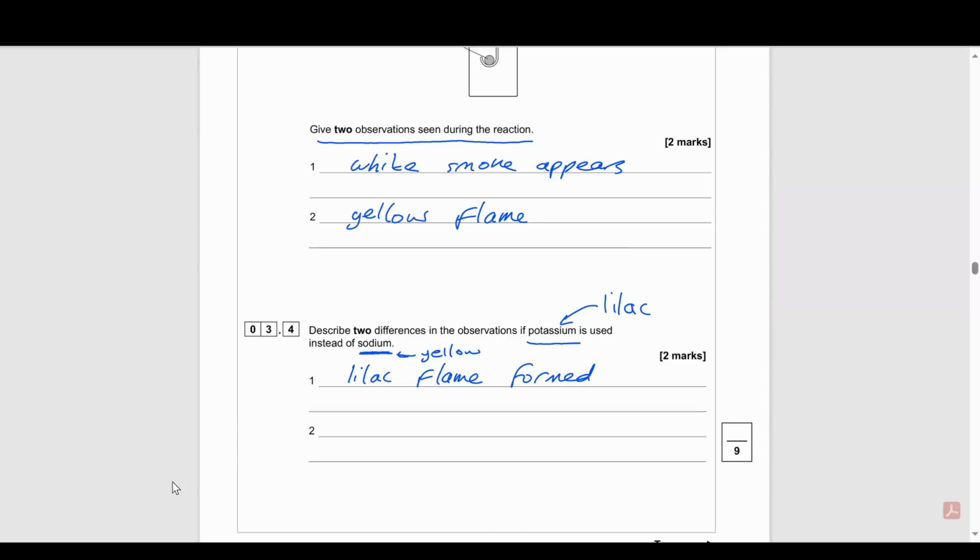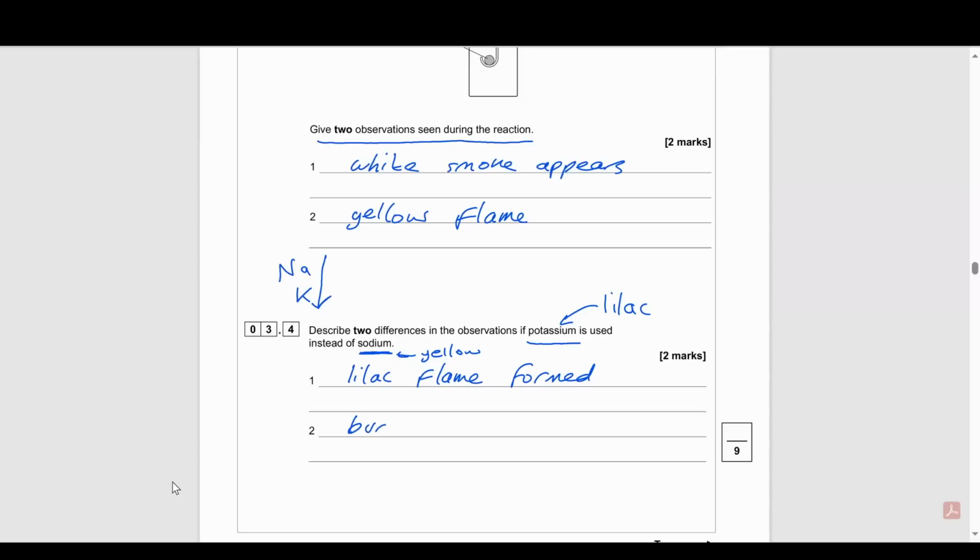Well, using our periodic table, we have to identify the positions of these metals in that group 1. Now, if you look at the periodic table, you will notice that potassium is below sodium. So what's the trend in the properties of group 1 metals as you go down the group? The reactivity increases. So we should expect when potassium reacts with this oxygen, we should expect a faster reaction. So this flame that we see is going to appear faster. So that means that the actual potassium will burn faster.